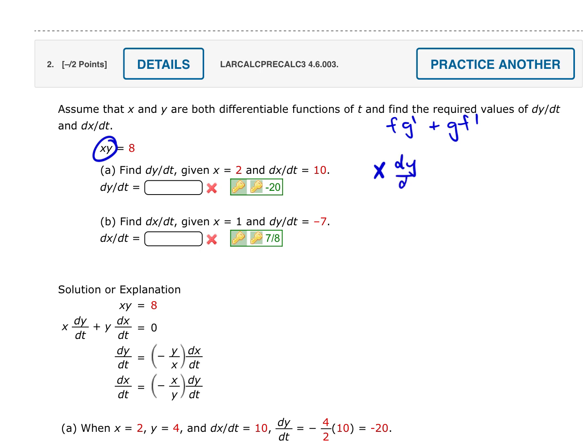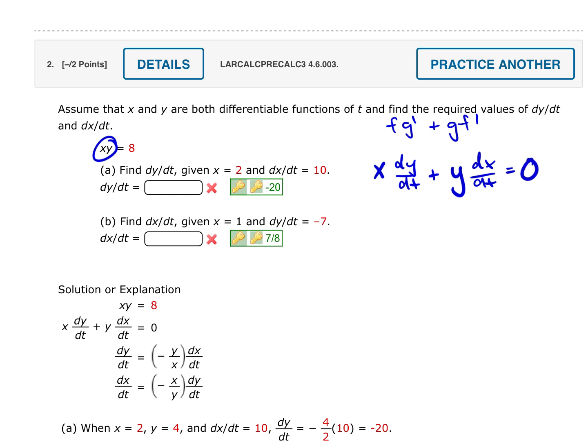dy over dt, plus the second, which is y, times the derivative of the first. What's the derivative of x? dx over dt. Is equal to, what's the derivative of 8? 0.